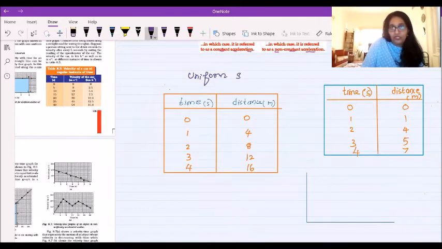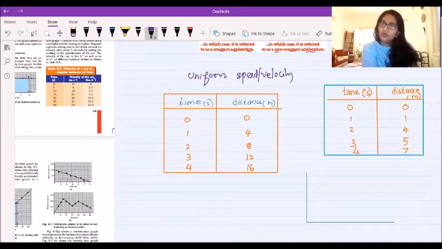Uniform motion means uniform speed or velocity, the same thing. So how will we conclude that the object is at uniform speed? Look at this observation I got when I started the observation. This is the distance. That means it was just close to me, no distance. I am measuring the distance from me. So it was very close.